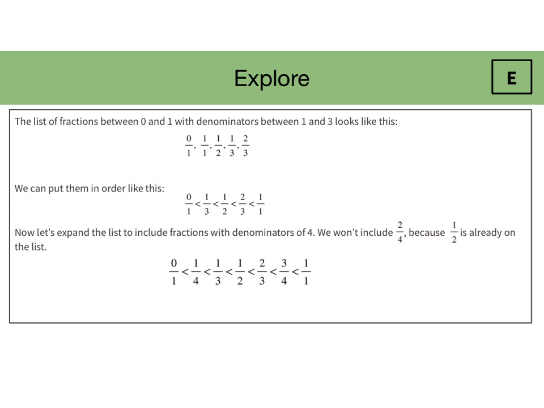Now, let's expand the list to include fractions with denominators of 4. We won't include 2/4 because 1/2 is already on the list. And just in case students are not aware, 2/4 and 1/2 are equivalent fractions. So we have 0/1, 1/4, 1/3, 1/2, 2/3, 3/4, and 1/1.